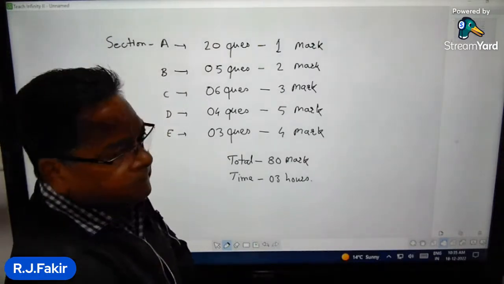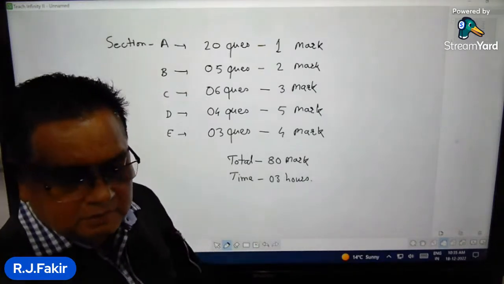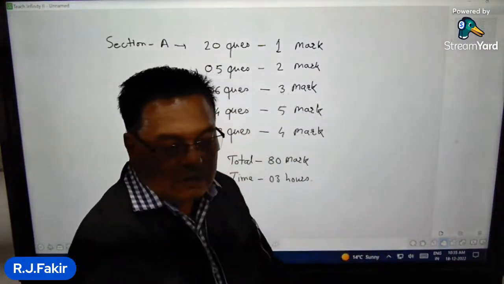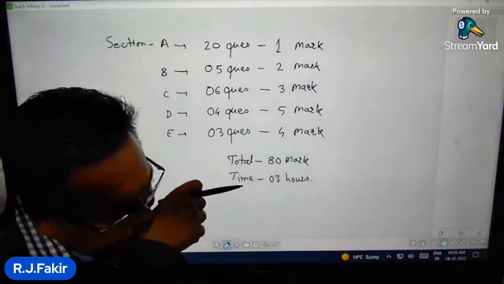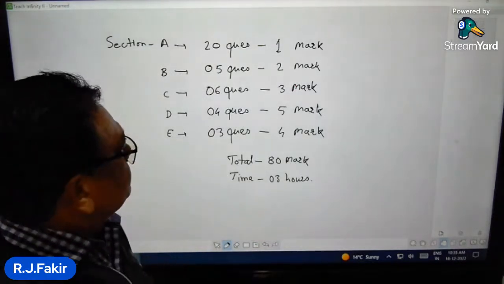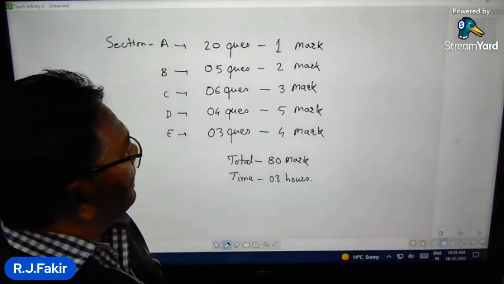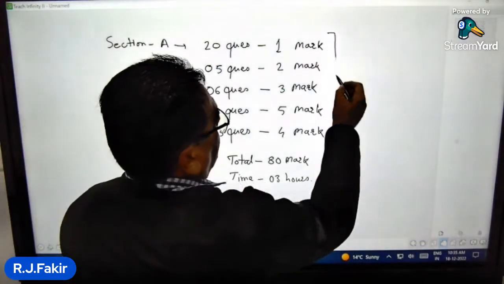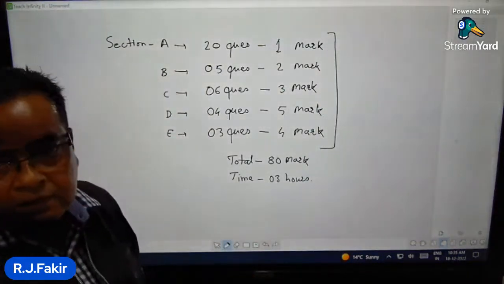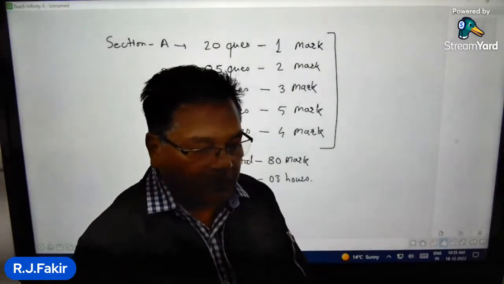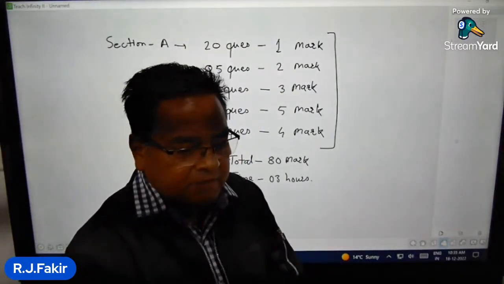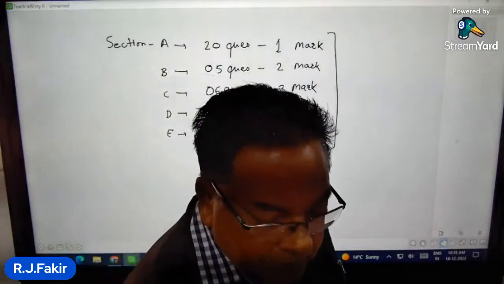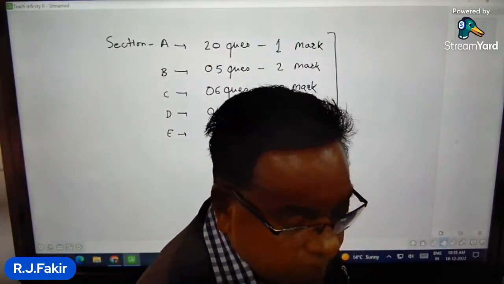So as a sample, we will discuss. If you want to communicate with me, you can write in the chat box. So if this is clear to all, we can go within each section of the paper to find out what type of questions will be asked. Let us now start with section A.